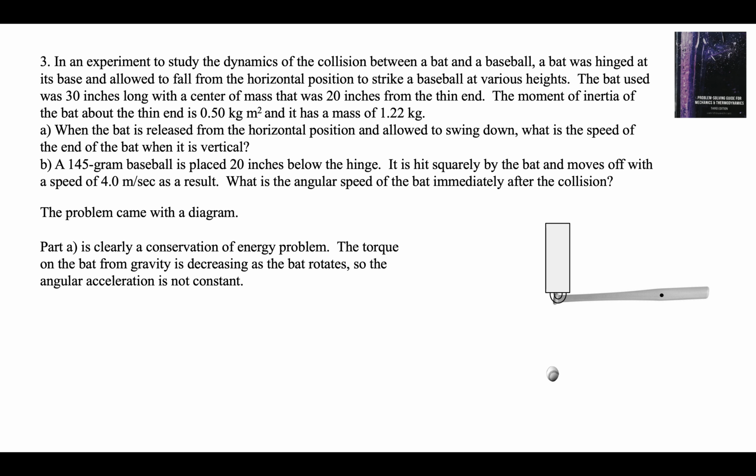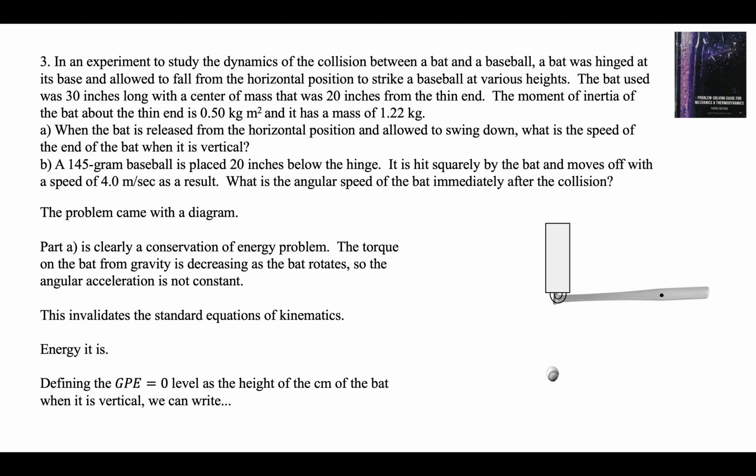Part A is clearly a conservation of energy problem. One mass is involved, it's falling. The torque on the bat from gravity is decreasing as the bat rotates. Gravity is always down. The perpendicular component is high here, it's the whole 20 inches. But as soon as the bat starts to fall, the perpendicular component gets smaller. So the torque changes. If the torque changes, the angular acceleration changes. So all of those equations of kinematics are out the window because the angular acceleration is not constant. We have to use energy.